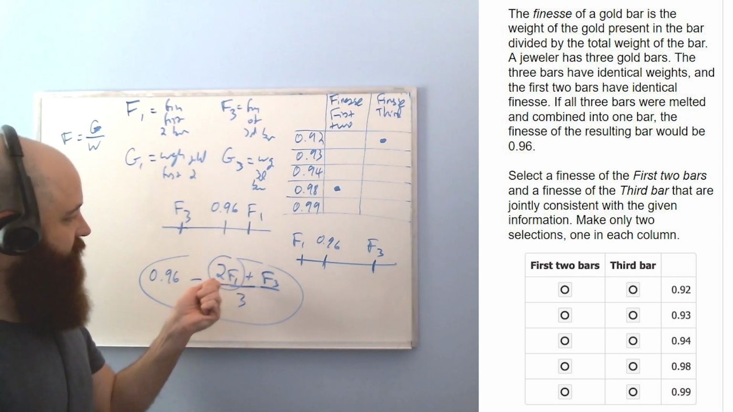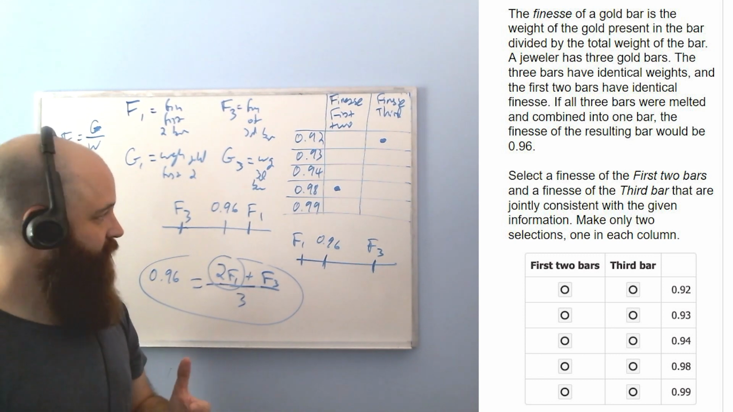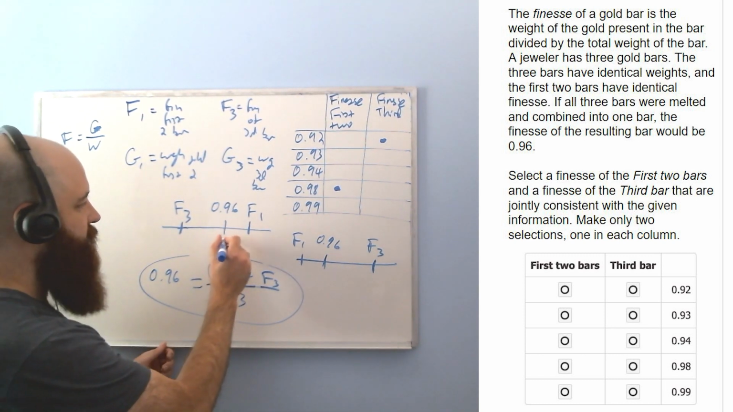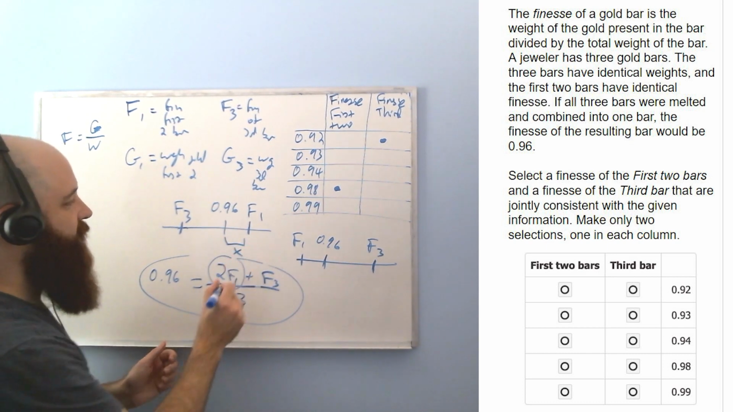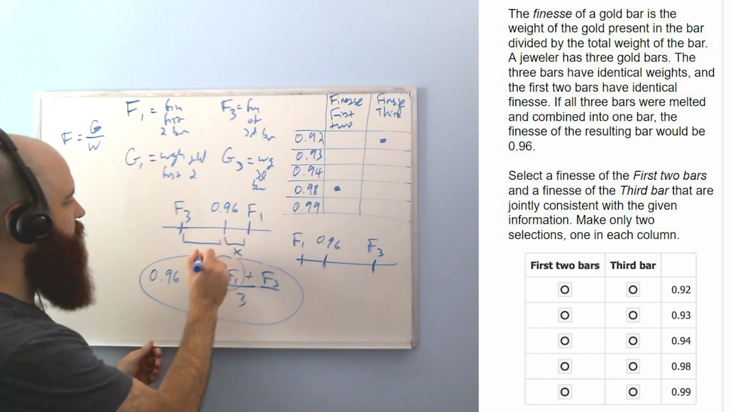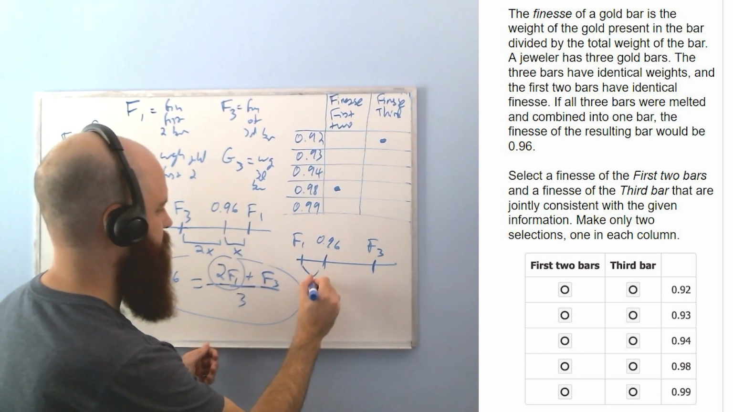Now, because it's 2 times f1, I know that f1 is going to be twice as close, right? Or f3 is going to be twice as far away. So if f1 is x away from 0.96, then f3 is 2x away. Okay, and I could write the same thing over here.